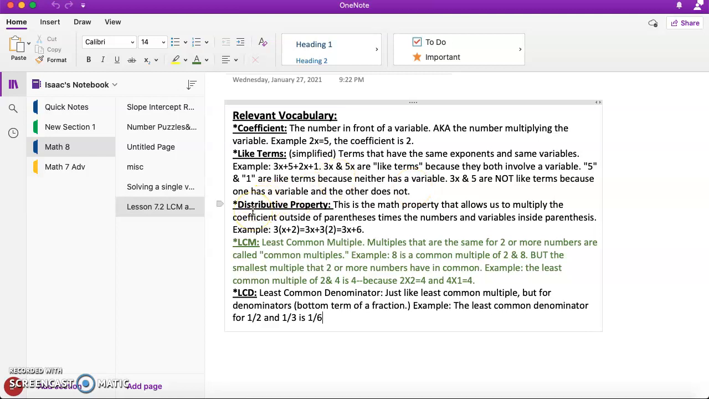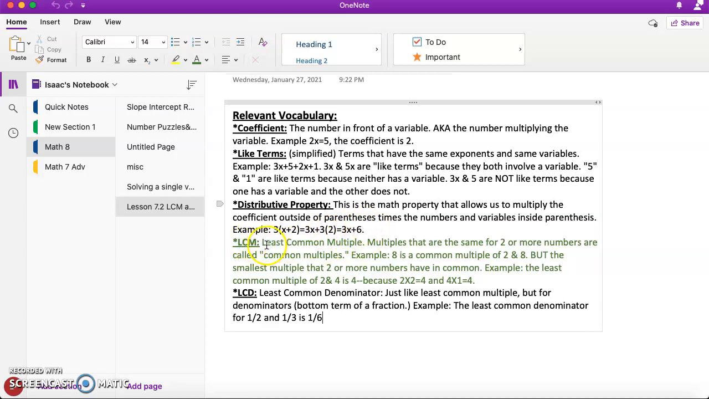Now, the distributive property. This is the math property that allows us to multiply the coefficient outside the parentheses times the numbers and variable inside the parentheses. For example, the distributive property is what allows us to say, well, 3 times the quantity of x plus 2 is the same as saying 3 times x plus 3 times 2, and that's the same as saying 3x plus 6.